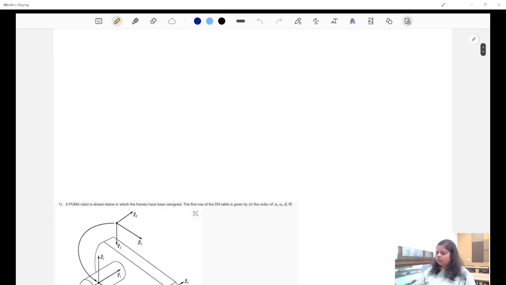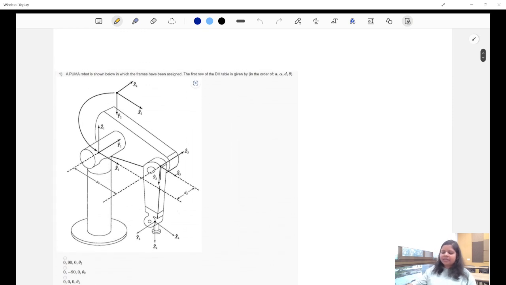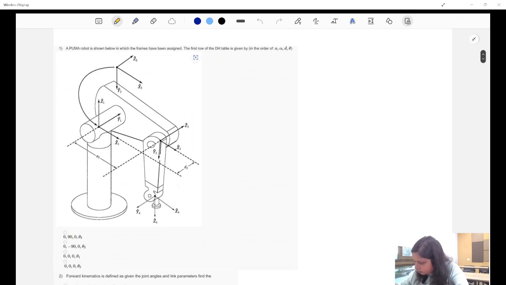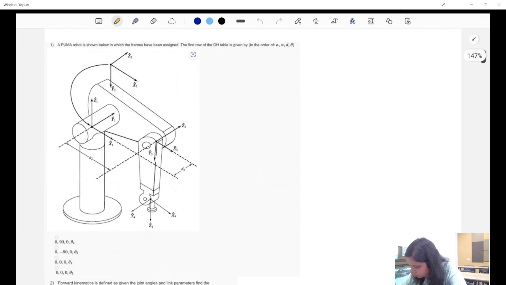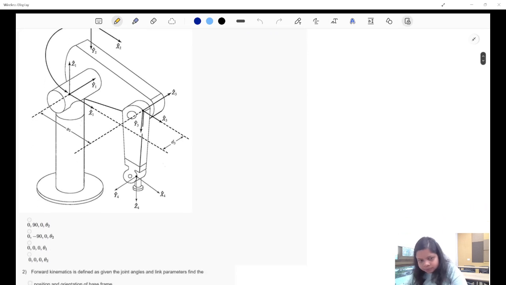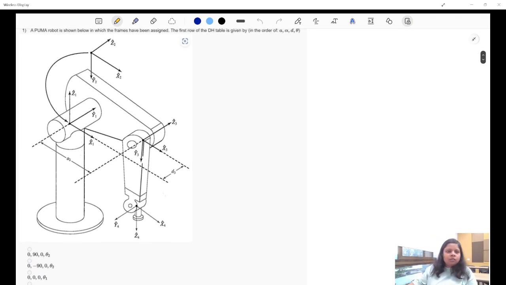So the very first question that we have, I hope it is visible, I'll just increase the size. There is a Puma robot, and how many links are there in the Puma robot? How many axes do we have to assign? The Puma robot has been discussed: six, and the last three axes coincide.